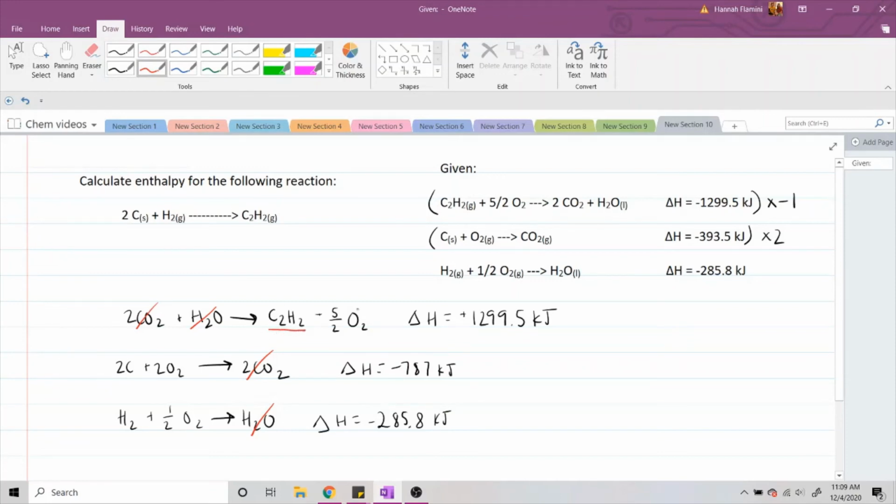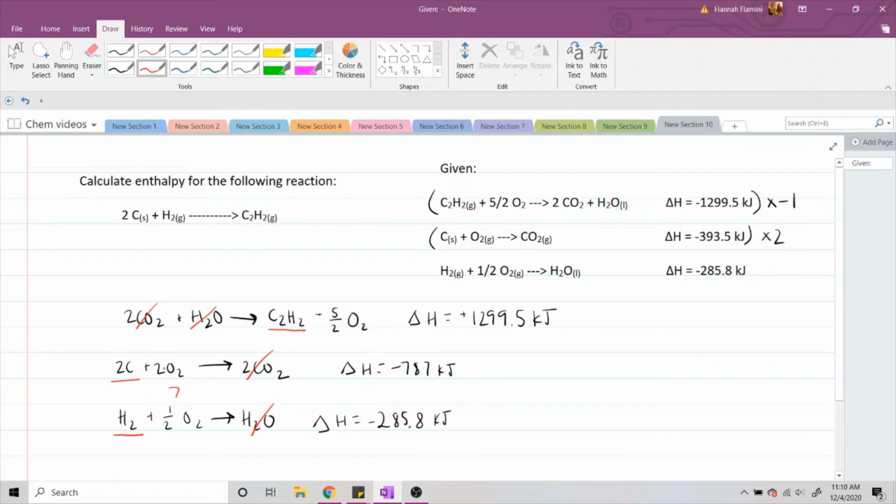We'll come back to the oxygen, and then on the second equation, we have 2 carbons on the reactant side, which is good. And same in the third equation, we have our H2 as a reactant also. So now we're just left with the O2s. So we have 5/2 on the product side, and then we have 2 on the reactant side of the second one and 1/2 as a reactant in the third one. So what you can do is you can combine these two and then see if it'll reduce with the products one.